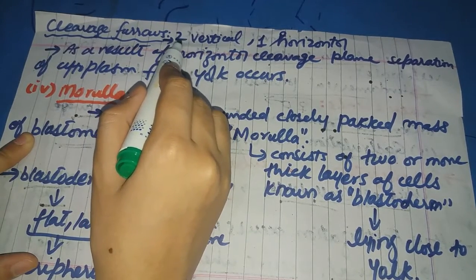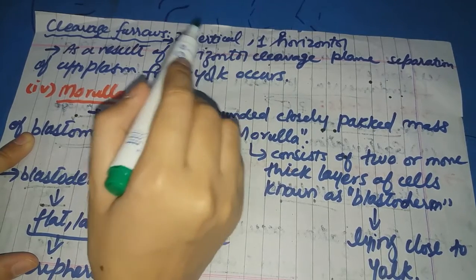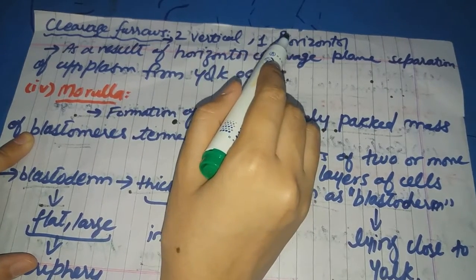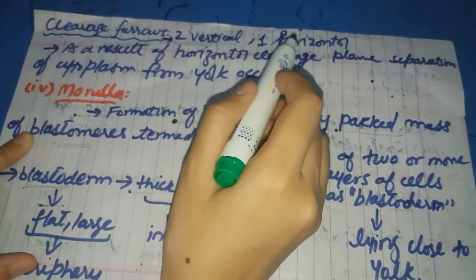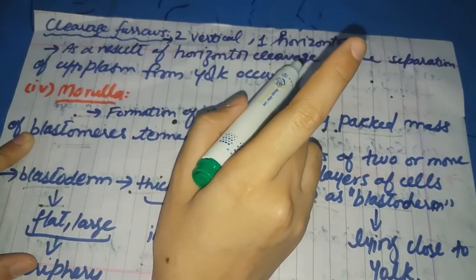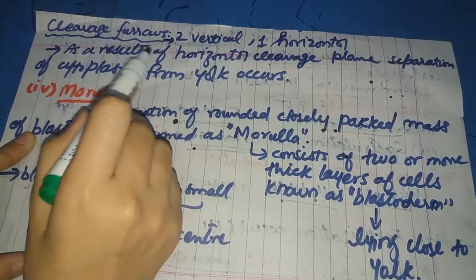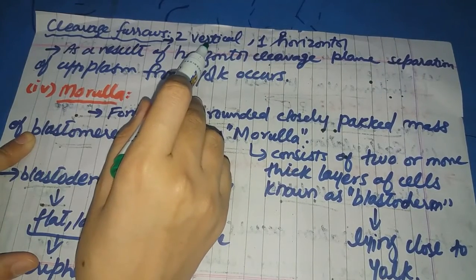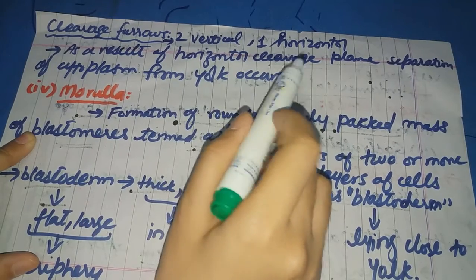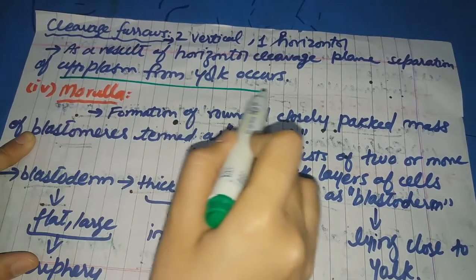The first type is two vertical rows that appear, and the other type of row is horizontal. What happens as a result of these cleavage rows? The cytoplasm gets separated from the yolk.